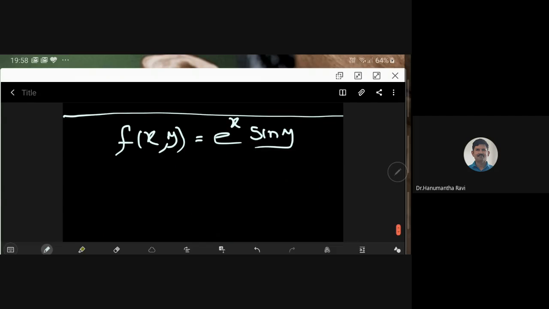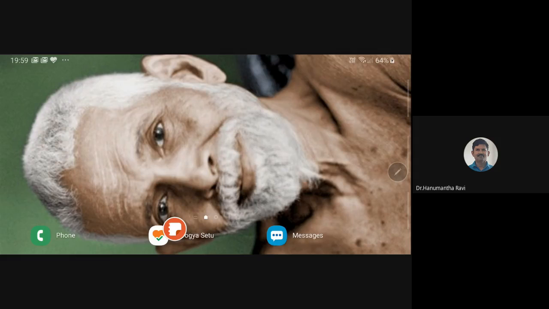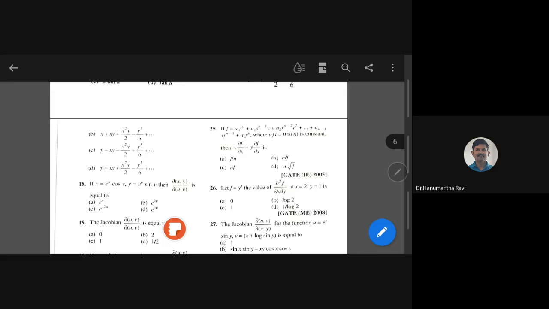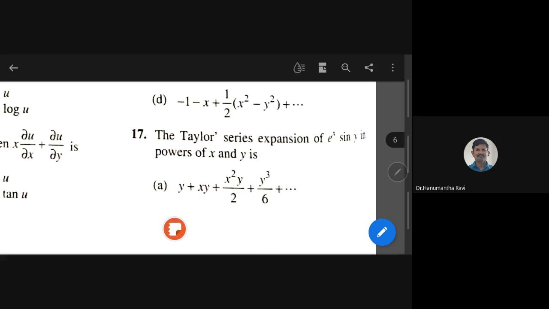So better you do one thing. He is asking, express this in terms of powers of x, y. That is what he is asking here, in powers of x and y. That's what he is writing.